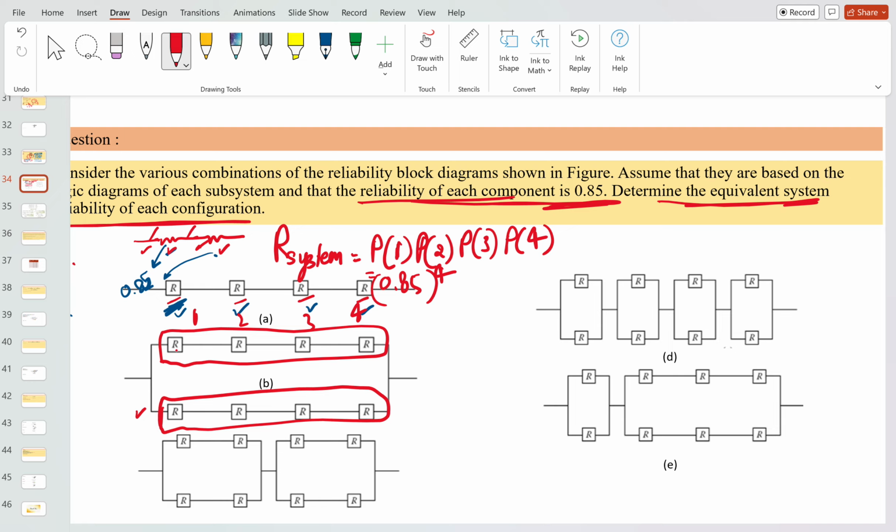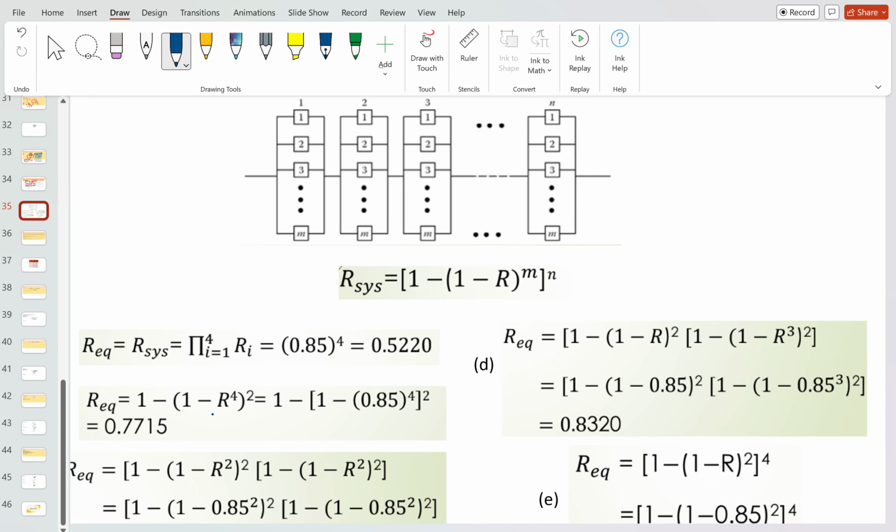Okay, so the first operation, when you see this branch, is already 0.85 to the power 4, and the second one is also 0.85 to the power 4. But when you see both unit reliabilities, if this branch fails, the second branch will still be in operation. It means that by keeping the two branches, the reliability will increase. How is it going to increase? Let me show you here.